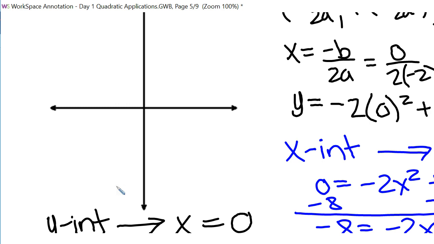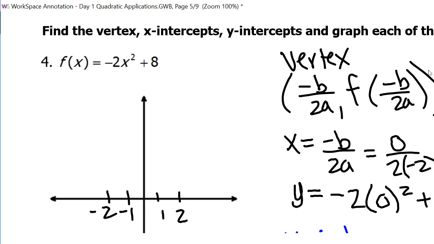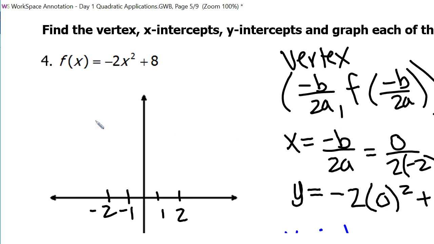So once you have all of those, then you can figure out how you need to scale your x and y axis. So for my x and y axis, notice that my x-intercepts go from negative 2 to positive 2. You can fill up the number line if you want to. I'm just trying to do this quickly. And the y-intercept is what? 8. And the y-intercept is the same as what? The vertex.